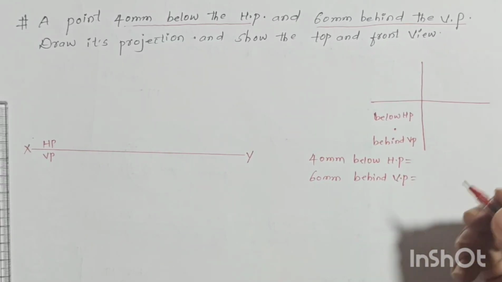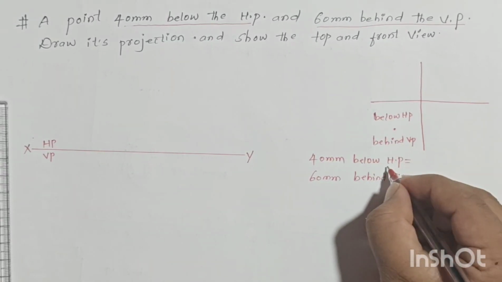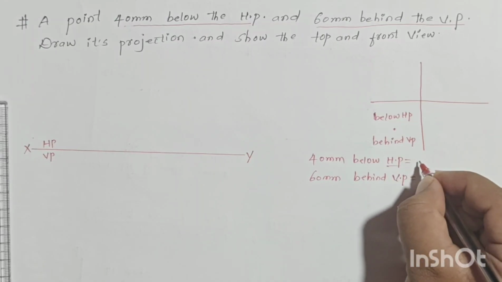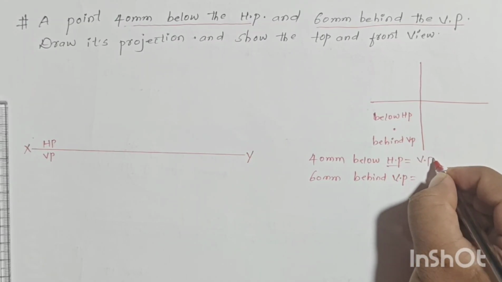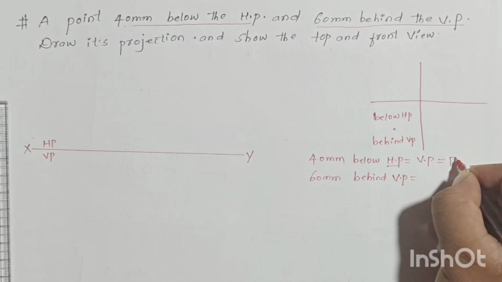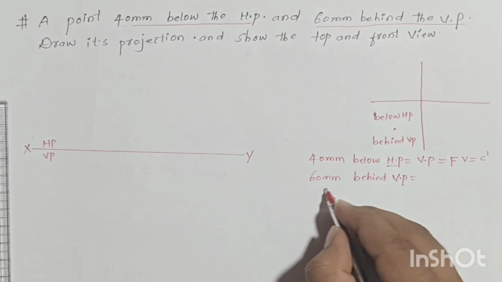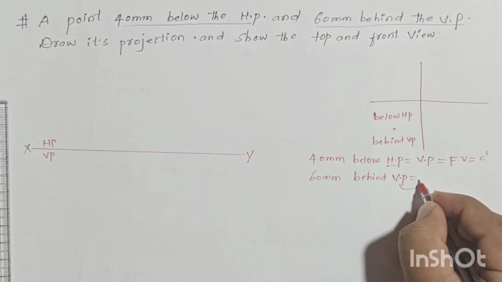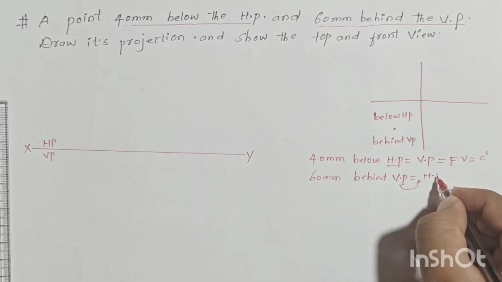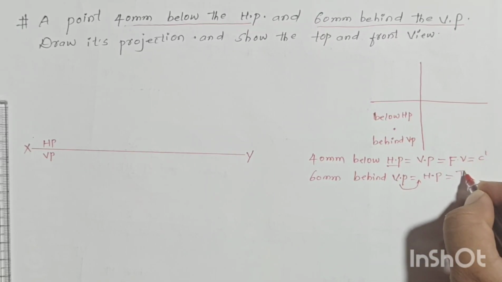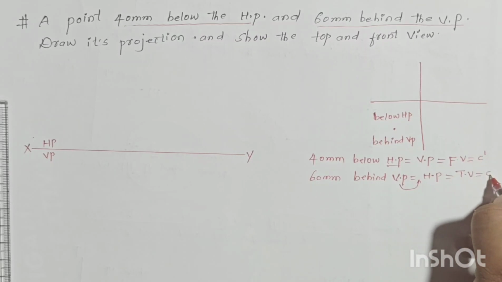Okay, let us see. 40 mm below the HP means they're resting on where here? The point is resting on VP. VP, what we can say, front view. It represents as the point C dash. 60 mm behind the VP means they're resting on where here? On the HP. HP, what we can say, top view. It represents as the point C.